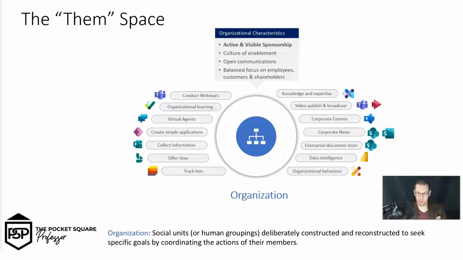the them space. So this is a social unit or human groupings deliberately constructed and reconstructed to seek specific goals by coordinating the action of their members. Well, what does this all mean? Well, this is a very interesting one. This is where we get into the two sides of collaboration architecture.